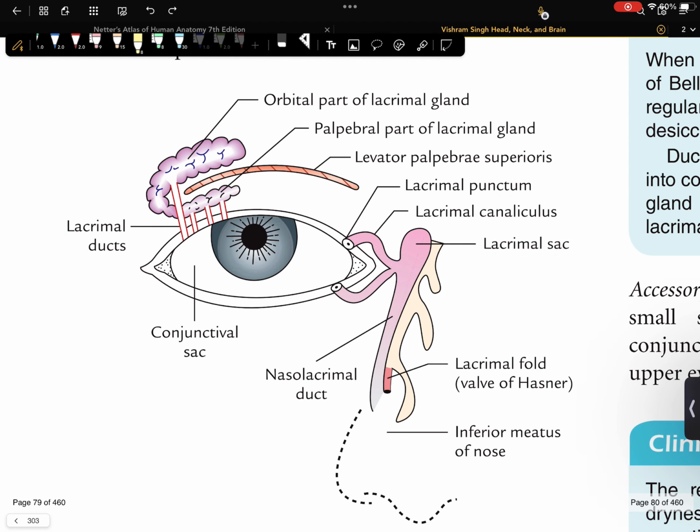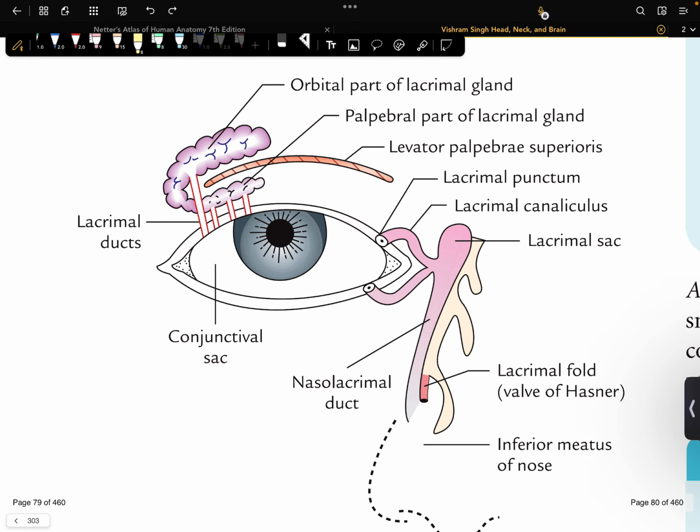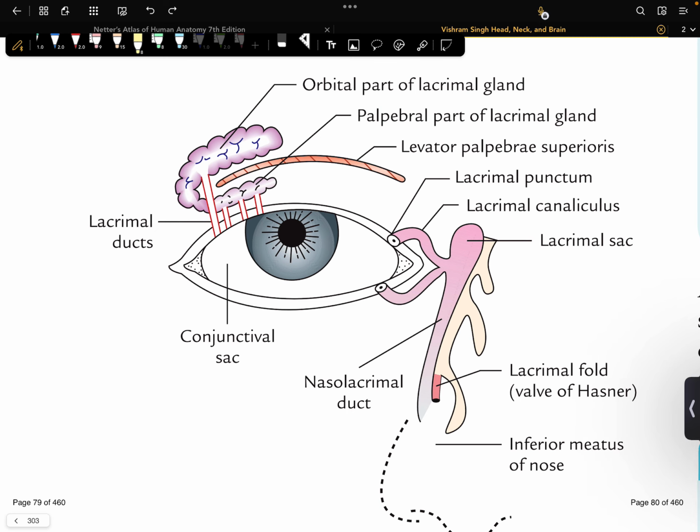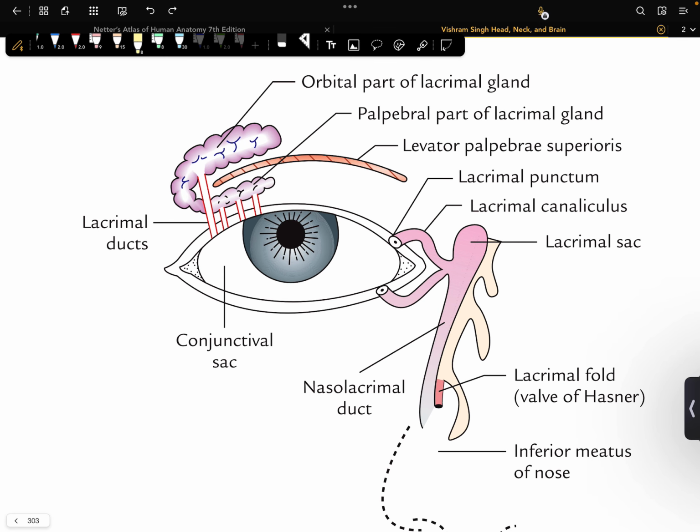So, hello guys, in this video we'll be discussing the lacrimal apparatus. What is the meaning of lacrimal apparatus? I will be explaining it in a very concise and simple way. After hearing this video, when you read your textbook, it will be more clear.